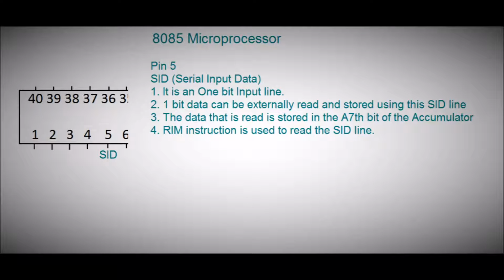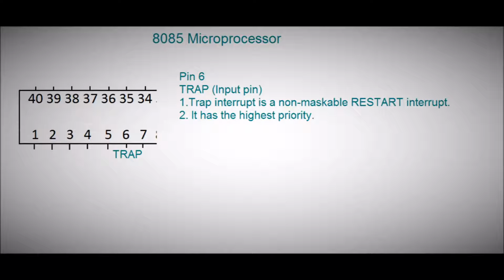Pin 5. SID, serial input data. 1. It is a 1-bit input line. 2. 1-bit data can be externally read and stored using this SID line. 3. The data that is read is stored in the D7th bit of the accumulator. 4. RIM instruction is used to read the SID line. Pin 6. TRAP, input pin. 1. TRAP interrupt is a non-maskable restart interrupt. 2. It has the highest priority.